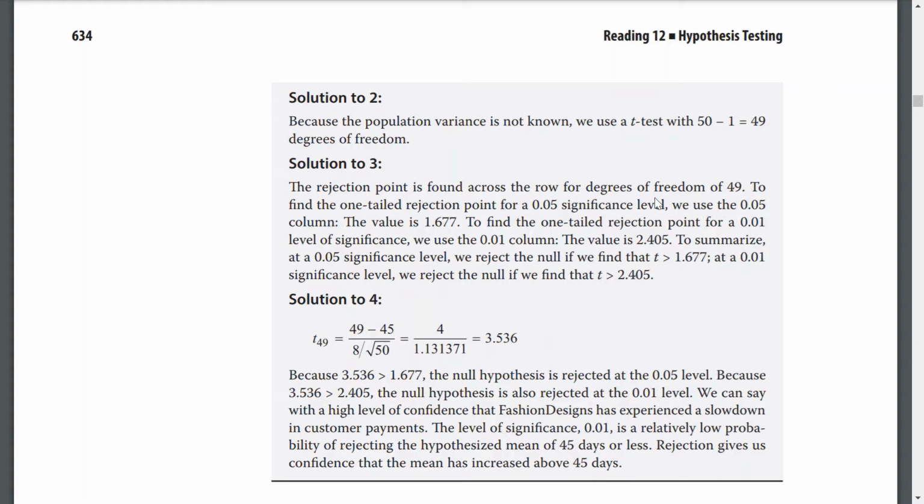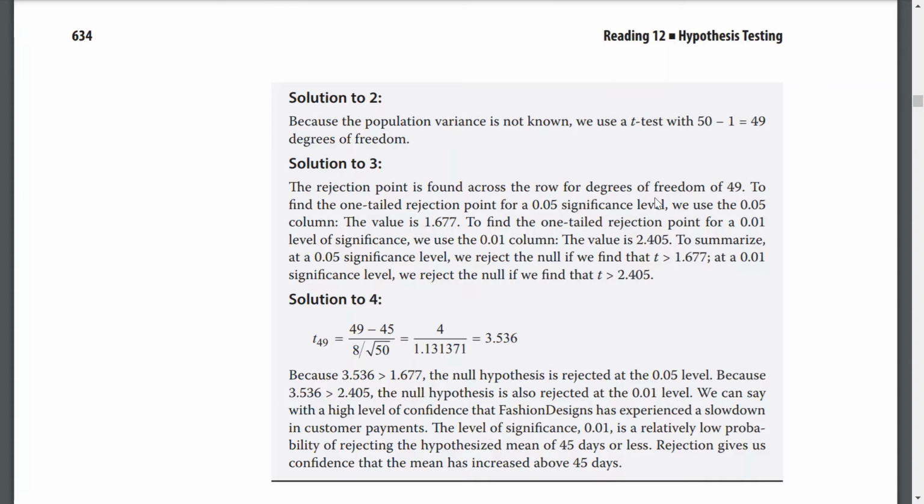To find the one-tailed rejection point for a 0.05 significance level, we use the 0.05 column, the value of 1.677. To find the one-tailed rejection point for a 0.01 level of significance, we use the 0.01 column, the value of 2.405. To summarize, at a 0.05 significance level, we reject the null if we find that t is greater than 1.677. At the 0.01 significance level, we reject the null if we find that t is greater than 2.405.